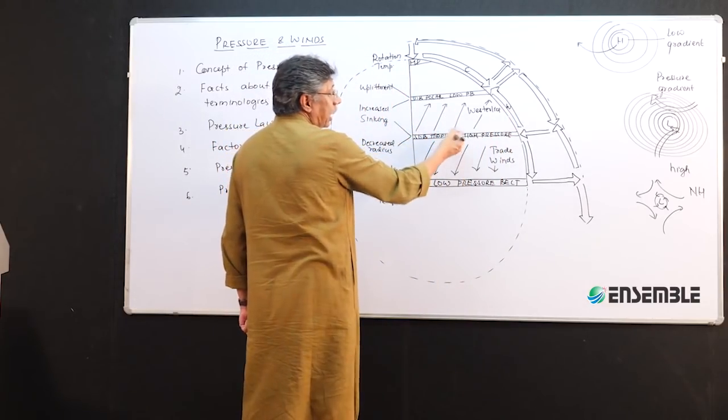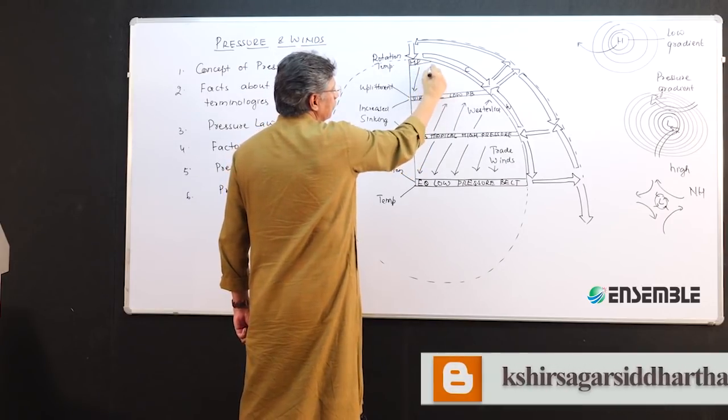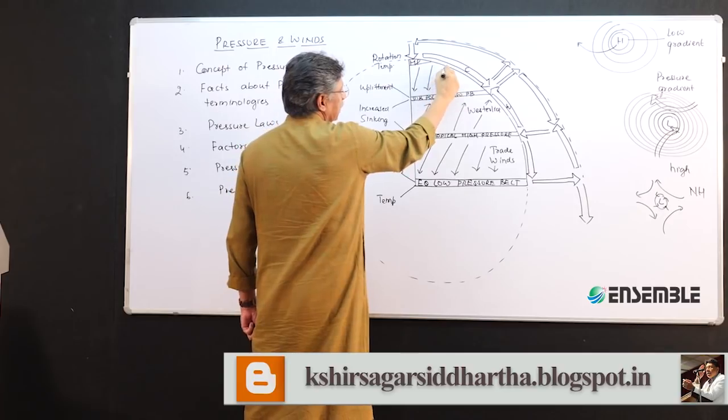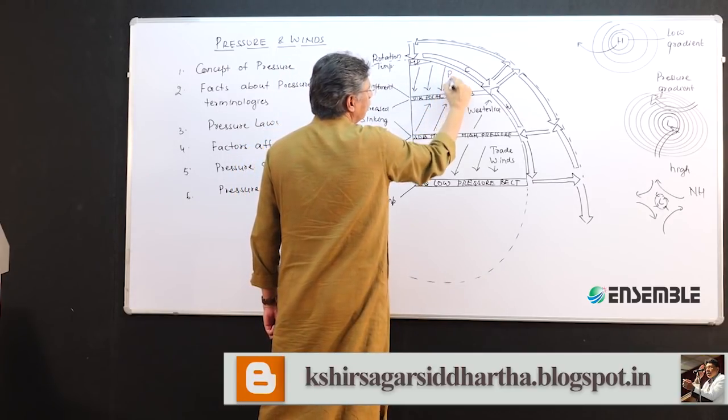Again, in this case, the movement will take place from high pressure to low pressure. This is the way that the movement will take place. Now, these are going to be called polar easterlies.